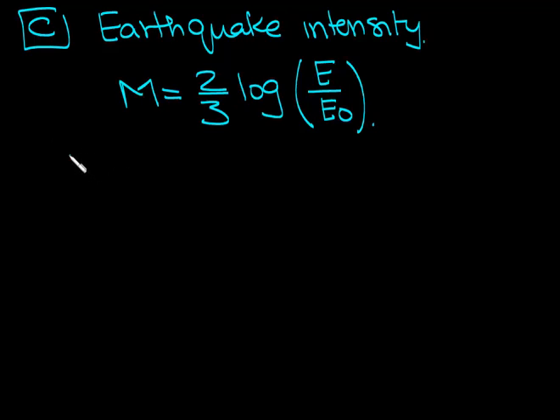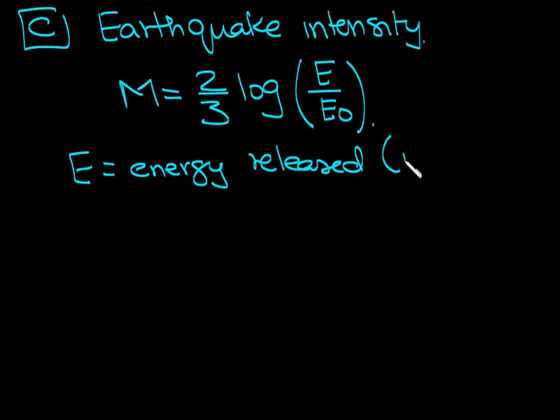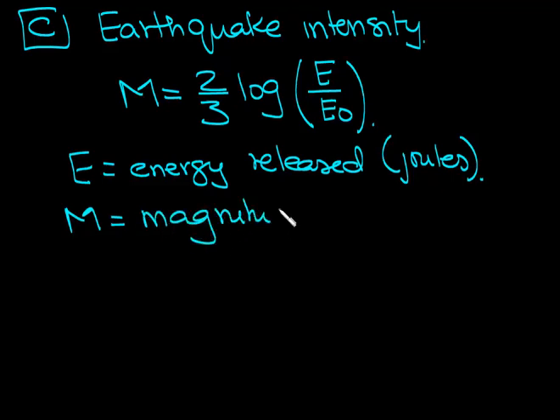So E is the energy released and is measured in joules, during an earthquake. Then the magnitude of the earthquake is given by that. So M is the magnitude of the earthquake. Okay, and E naught is just a constant, which is 10 to the 44 joules. So that's just a constant. So these are the quantities here.